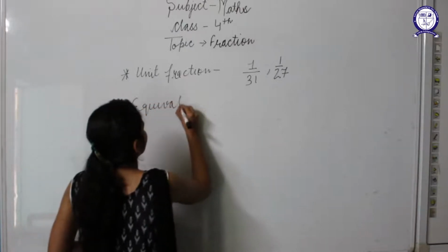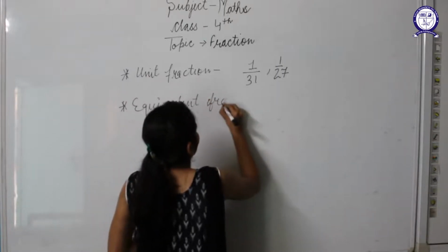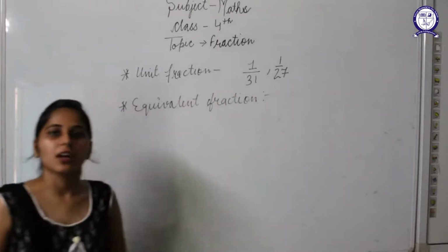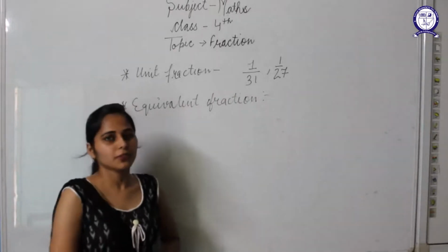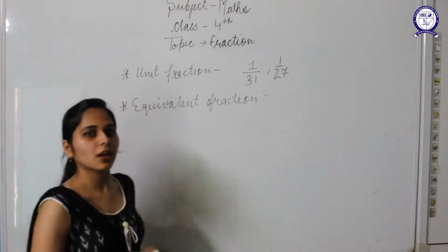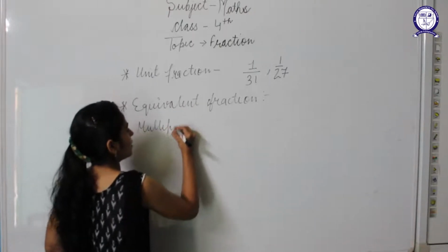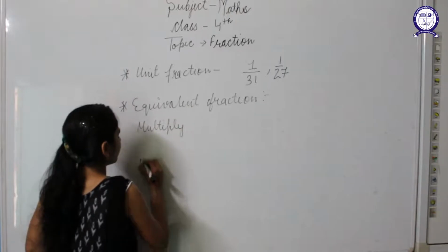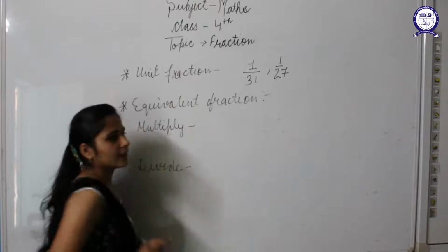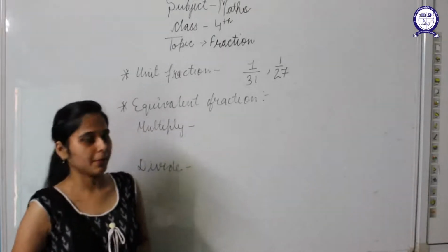Equivalent fraction actually represents the same parts of the fraction. So it is the same as the fraction. How to find the equivalent fraction of any fraction? There are two ways to find out the equivalent fraction of a given fraction. How will you find out? You can multiply and you can also divide. But before multiplication and division, students, you need to take care of one thing, that the numerator and denominator must be multiplied or divided with the same number.